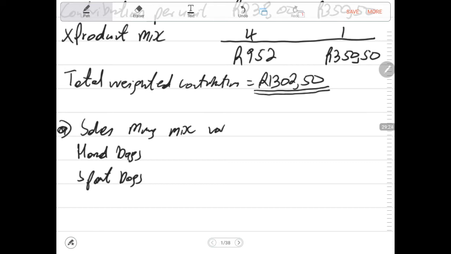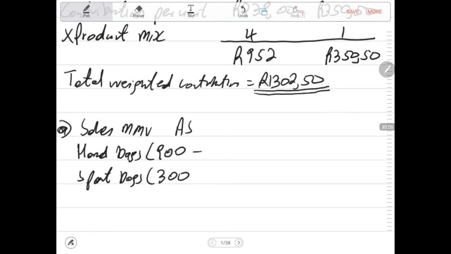mix variance. Under the sales margin mix variance, we have to say actual sales based on standard mix. Actual sales volume based on budgeted mix, because our budgeted mix was 4:1. So now what do we say? We say our actual sales are 900 for the first product and 300 for the second product.